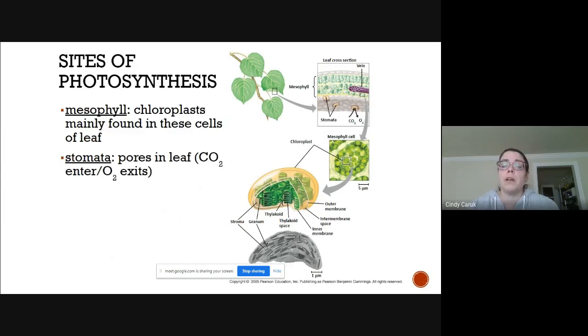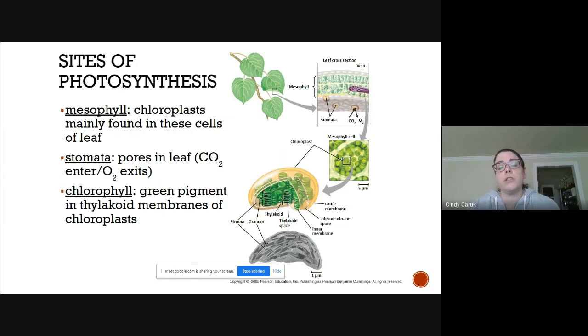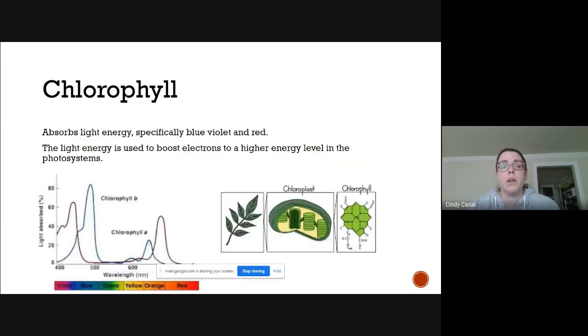You have your stomata or stoma, it's just whether it's singular or plural. That's the pore, and carbon dioxide enters it for photosynthesis, and oxygen, which is a waste product of photosynthesis, leaves. This is also where water goes through. And then the chlorophyll, which is the green pigment of the thylakoid membranes of the chloroplast, right? And that's built within the thylakoid. So chlorophyll absorbs light energy, specifically blue, violet, and red.